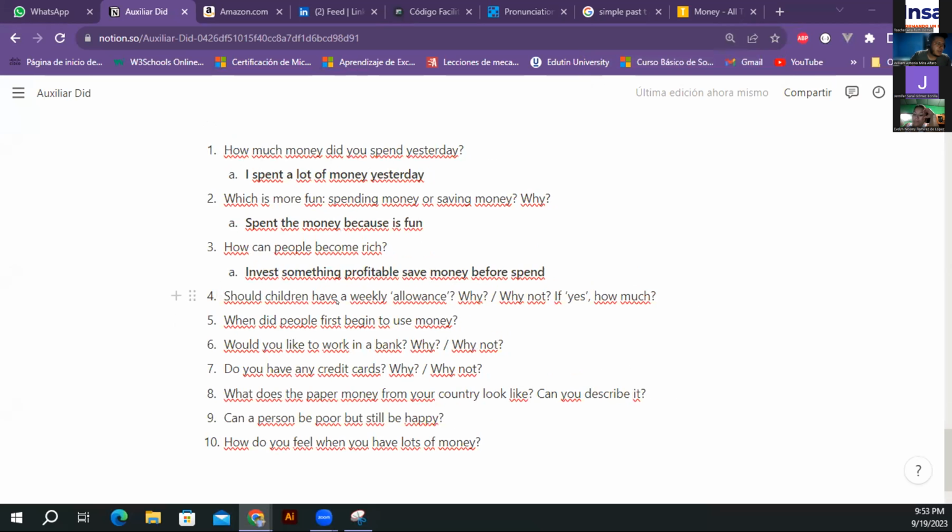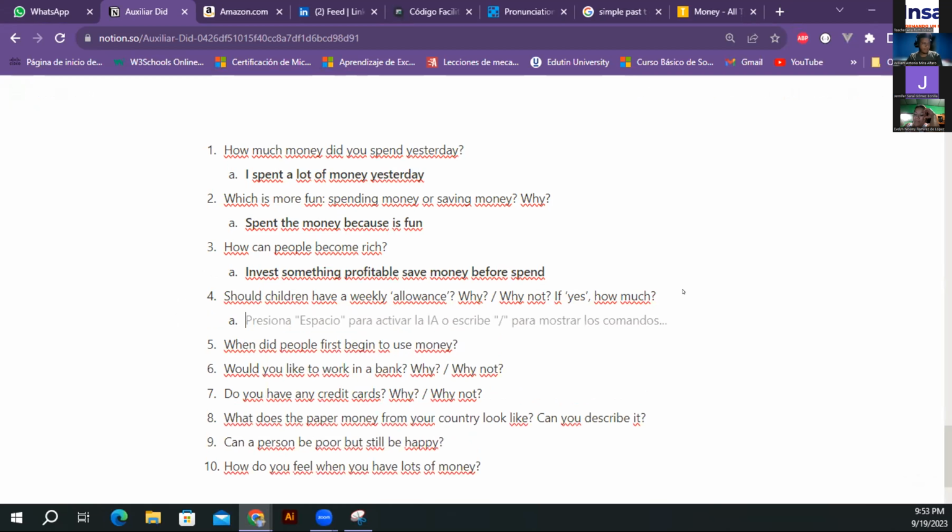Those children have been alive. Why? Why no? If yes, how much? For me, yes. Antes con un dólar era suficiente. And now, $10, it is enough.